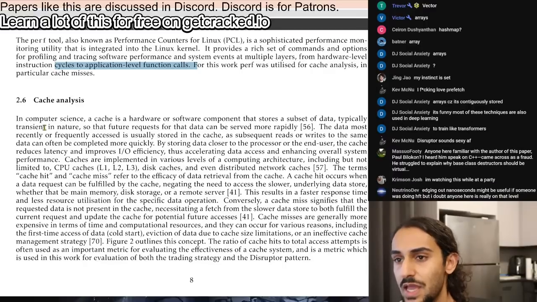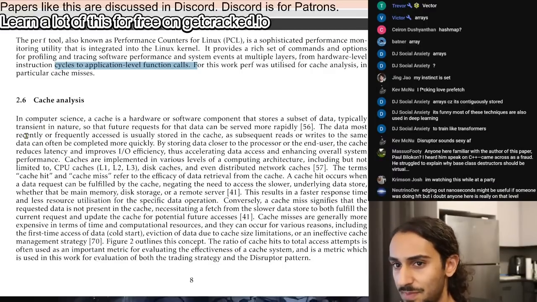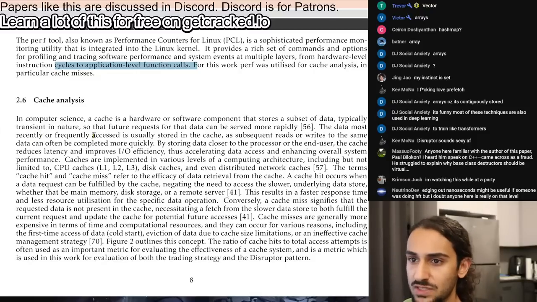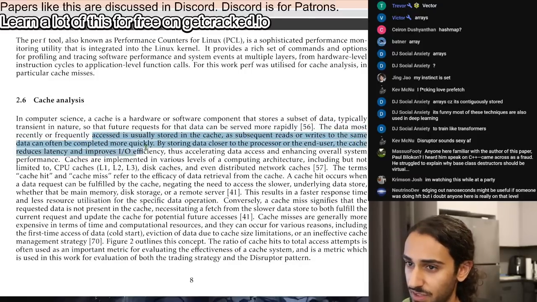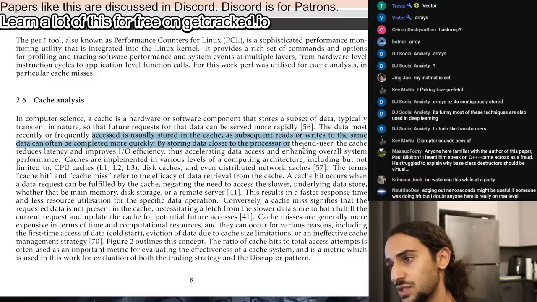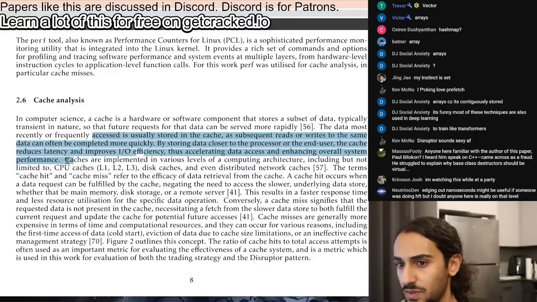Cache analysis. In computer science, a cache is a hardware or software component that stores a subset of data, typically transient in nature, so that future requests for that data can be served more rapidly. The data most recently or frequently accessed is usually stored in the cache, as subsequent reads or writes to the same data can often be completed more quickly. By storing data closer to the processor or the end user, the cache reduces latency and improves I/O efficiency, thus accelerating data access and enhancing overall system performance.